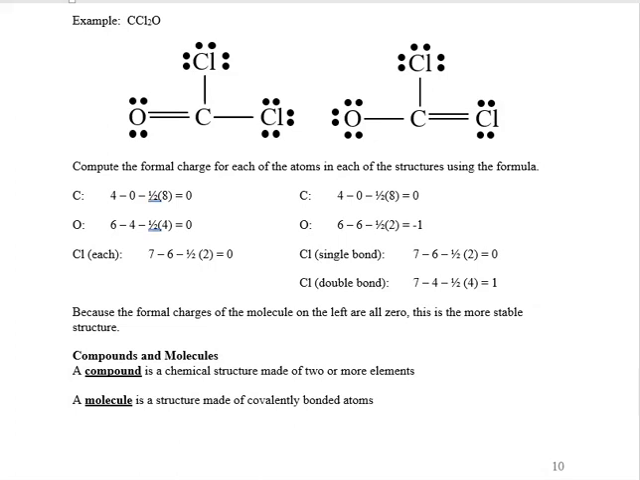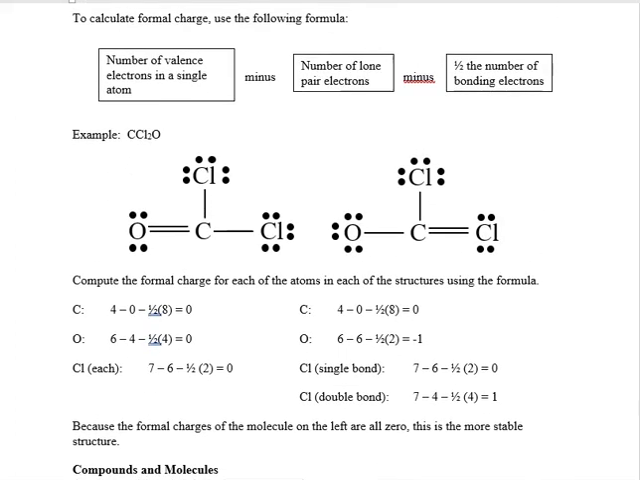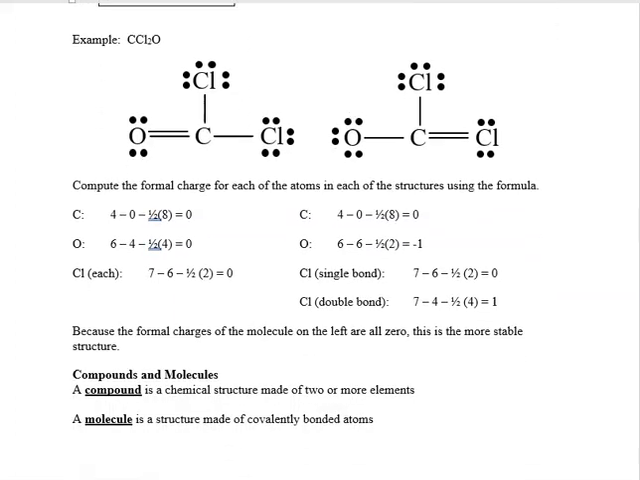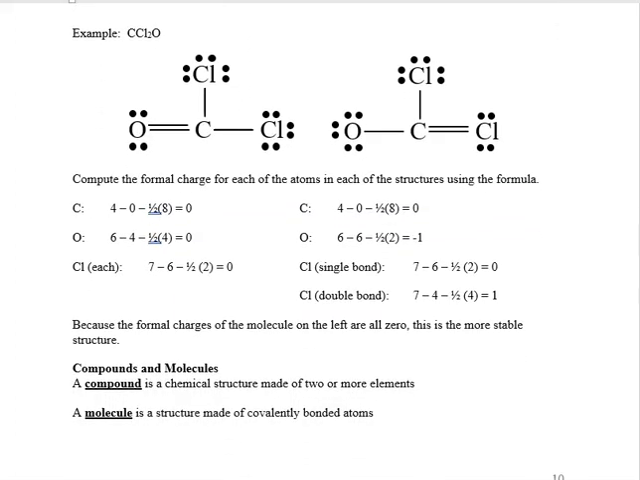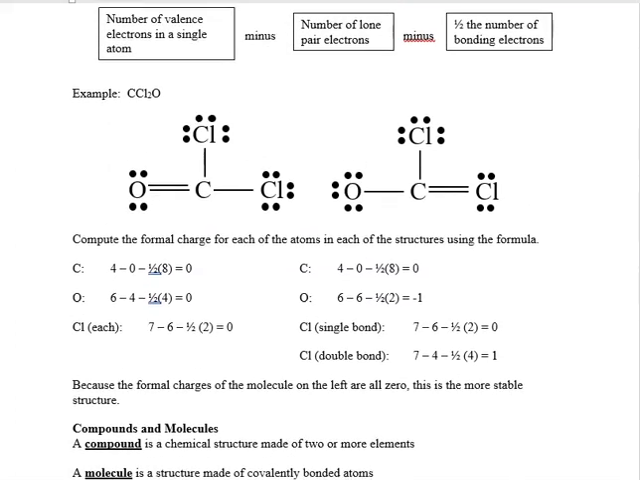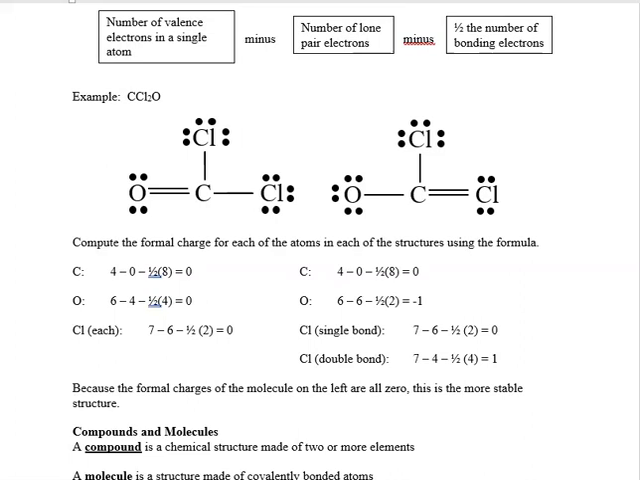So what we're going to do is for the one on the left, we're going to compute the formal charge of each of the atoms, not for the whole molecule as a whole. Well, eventually it is, but for each of the atoms individually. So look at the one on the left. The carbon has 4. So let's go back to the formula. Number of valence electrons in a single atom. So carbon has 4 valence electrons. A single carbon atom has 4 valence electrons. We know that already. Okay, next in the formula is minus the number of lone pair electrons.